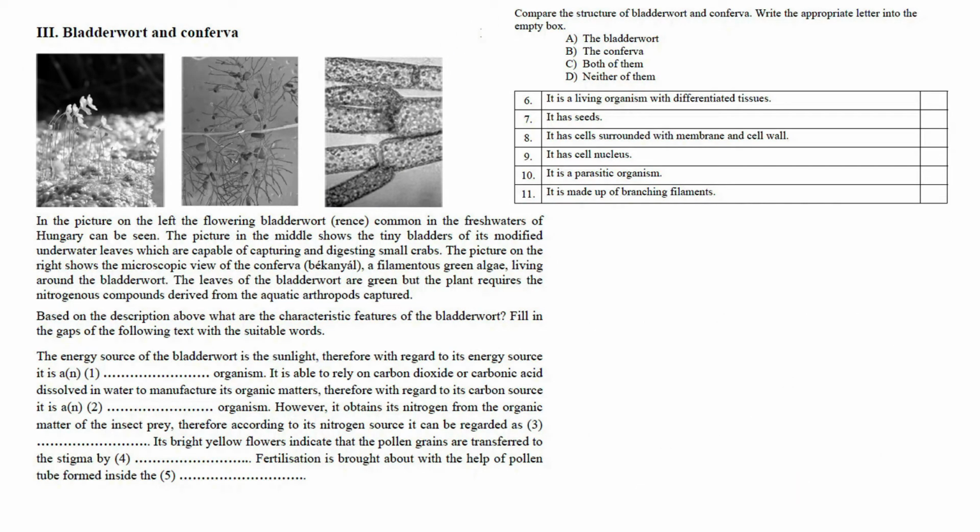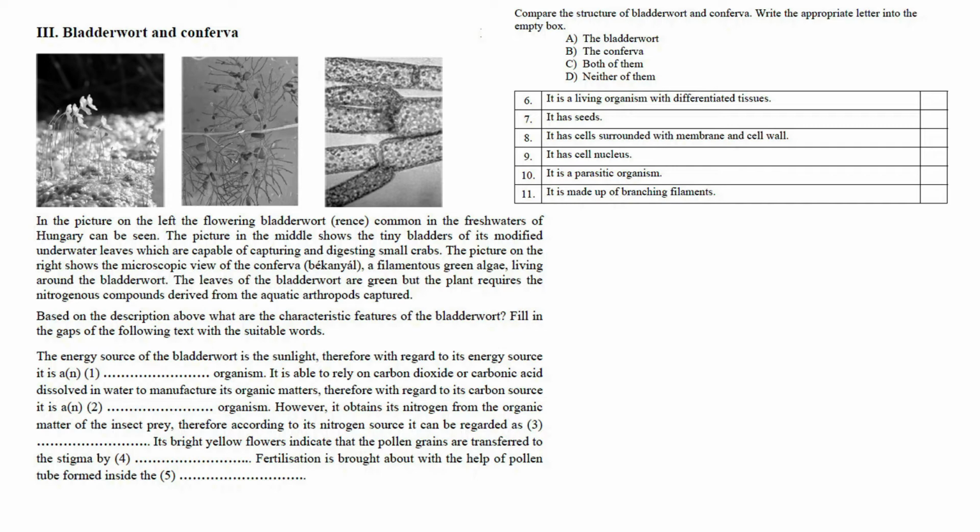Bladderwort and conferva. In the picture on the left, the flowering bladderwort, common in the freshwaters of Hungary, can be seen. The picture in the middle shows the tiny bladders of its modified underwater leaves, which are capable of capturing and digesting small crabs. The picture on the right shows the microscopic view of the conferva, a filamentous green algae living around the bladderwort. The leaves of the bladderwort are green, but the plant requires the nitrogenous compounds derived from the aquatic arthropods captured. Based on the description above, what are the characteristic features of the bladderwort?